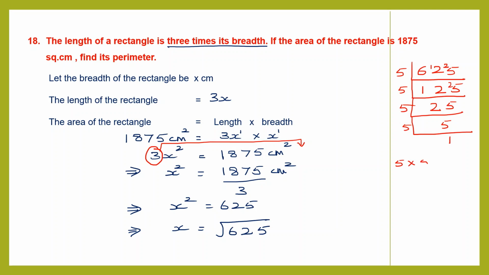Let me write it down. 5 into 5, 4 times. Now since we are finding the square root, I'm going to put them in groups of 2. So this is one group with 2 numbers inside, another group with 2 numbers inside. Both are the same numbers. Now I'm going to take 1 from each, 5 and 5. Now I'm going to multiply these two. 5 fives are 25. So I have found the value of x to be 25.